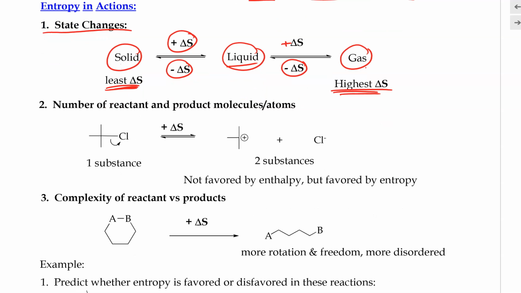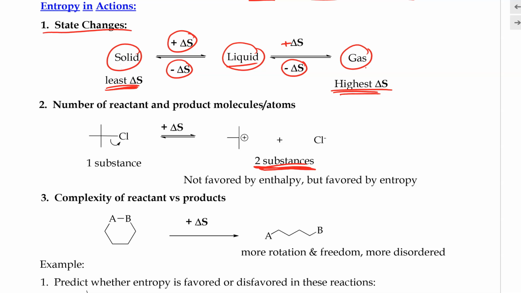And second, in a chemical reaction, a process can be favored by entropy or be disfavored by entropy. For an example, let's say here we have this reaction where we have a chlorine bonded to this carbon right here. So in this case, what we have right now will be one chemical substance. And in this process right here, the chlorine is breaking off to now produce this carbocation and this chloride. So one substance has now become two different substances.